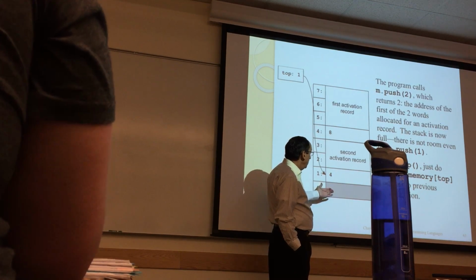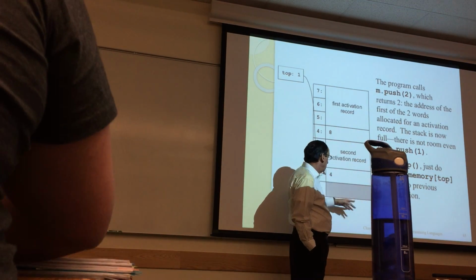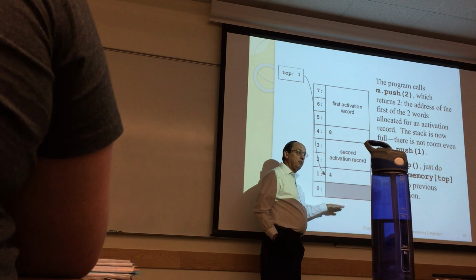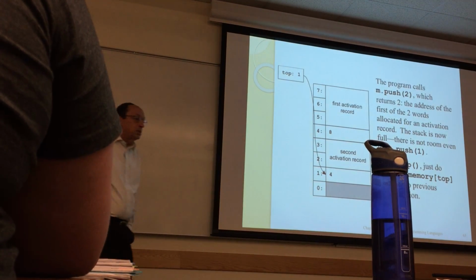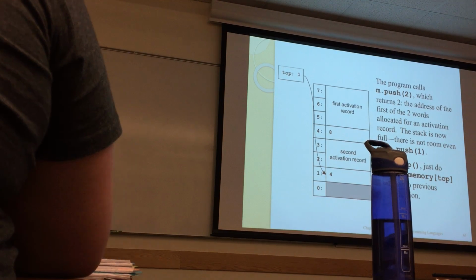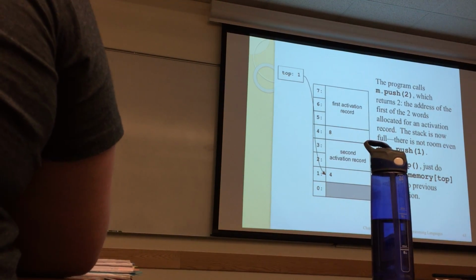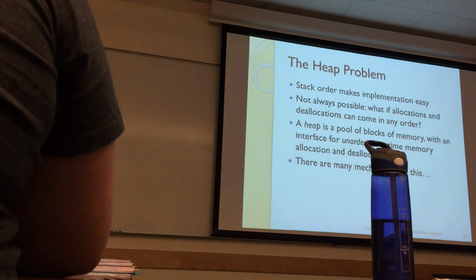Now, at this point, there's nothing else we can do. I mean, we can't even do a push 1 because we always need 1 extra for the dynamic link. So anyway, that's just a scheme, and it's a traditional scheme. There are certainly optimizations that can be done, but it's that simple. So implementing the stack is not a big deal. Now let's talk about heaps.